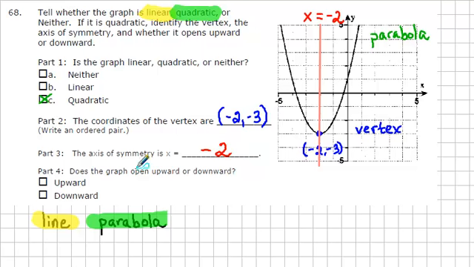Does the graph open upward or downward? Well, we already mentioned that it opens upward. So if a parabola opens upward, it looks like this. If a parabola opens downward, then it looks like this. Our parabola is opening upward, so upward is the correct answer for part 4.